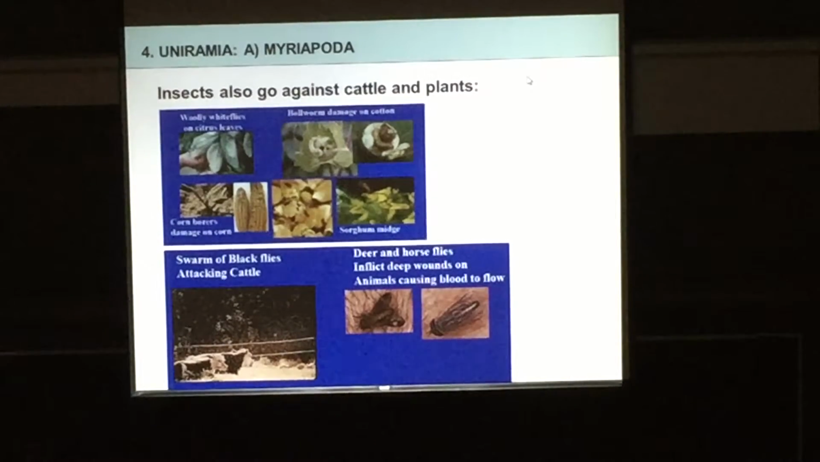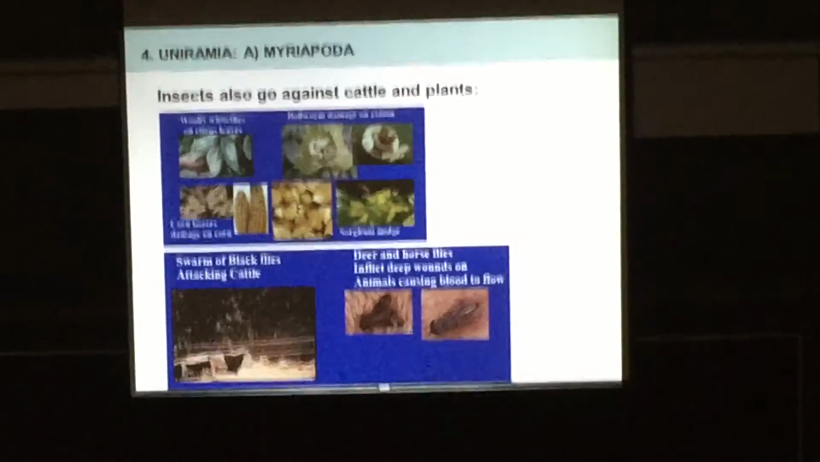Insects are also pests of animals and plants, animals and plants that we grow to feed ourselves or to meet clothing supplies, things like cotton. So up at the top we have the living white flies on citrus leaves. We have the bollworm damage in cotton. We have the corn borer damage in corn. That's what I did my master's on, only I did the corn borer damage in potatoes. We have the sorghum midge, which are eating leaves there.